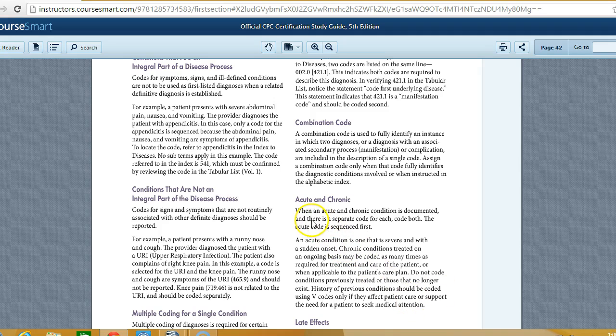Okay. Acute and chronic, you know, we will always code acute before chronic because acute is a sudden onset and it needs to be taken care of immediately before it wreaks havoc. So we always code acute before chronic.